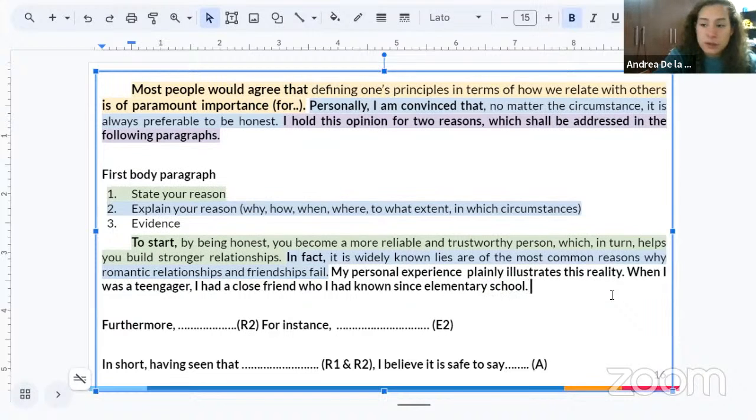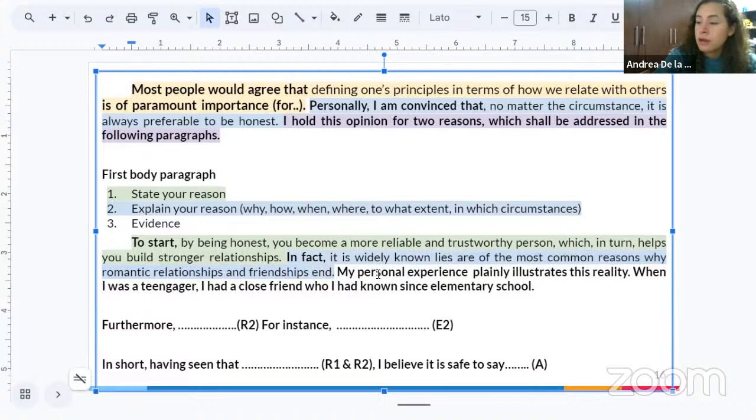Okay, that is the context. Now we have to talk about the events. The events have to be related to what we're saying here, right? Lies are one of the most common reasons why romantic relationships and friendships end, or fade, or don't last. So I have to talk about a lie. Probably I can make up that I lied to this friend, right? But I have to think about what I could have lied to this friend about.